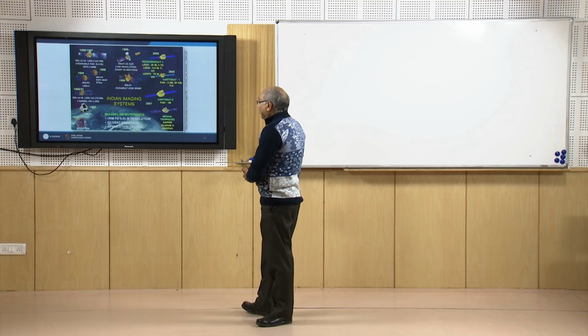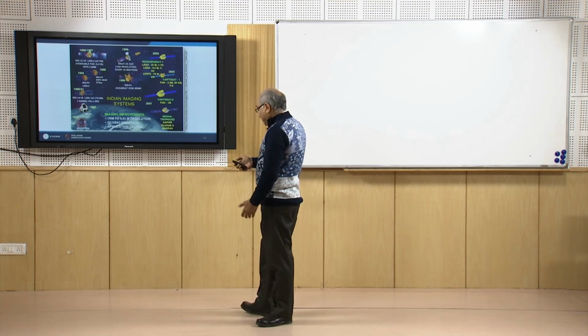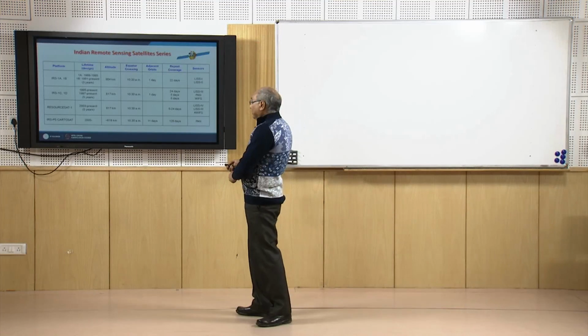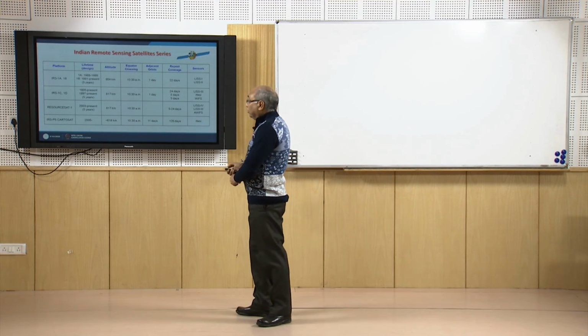sensing satellites. As you can see, there are many, and we started with the AVHRR, Bhaskar, and now this is continuing, and only recently a satellite is not added here. In June 2016 we had another satellite which is our Resourcesat 2.